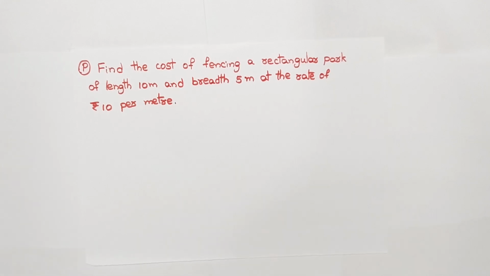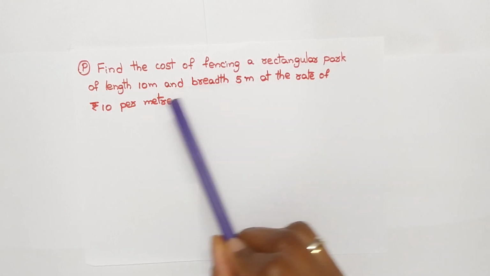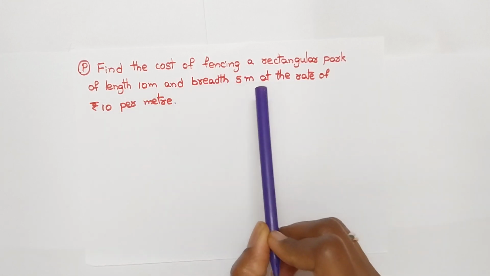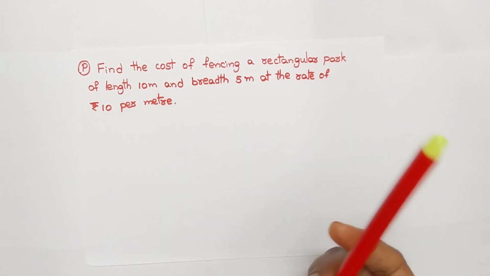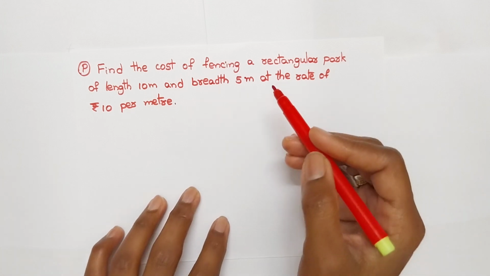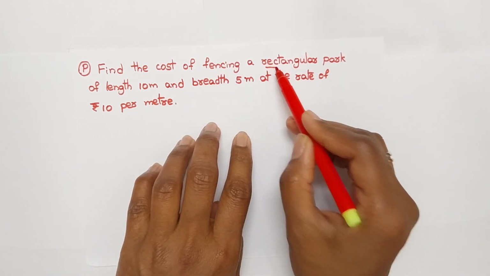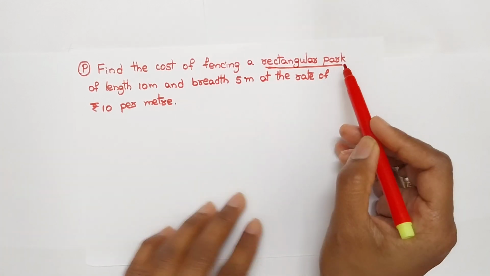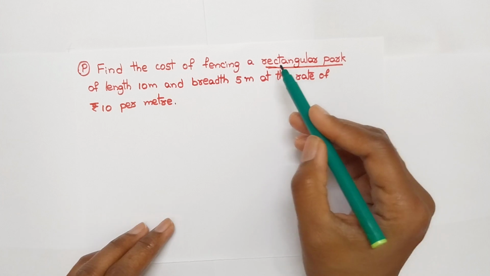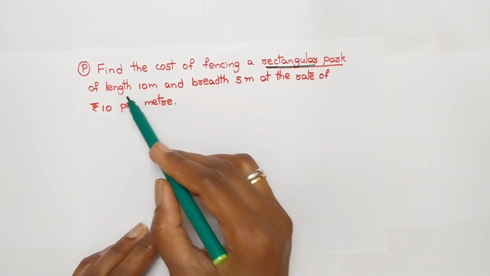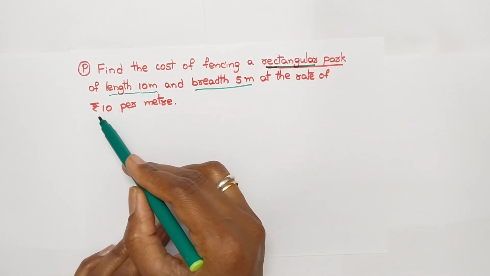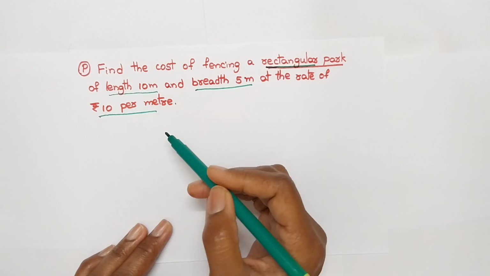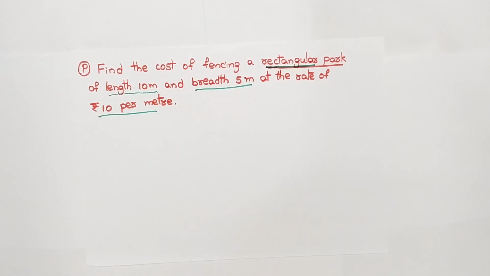The next problem is: find the cost of fencing a rectangular park of length 10 meters and breadth 5 meters at the rate of 10 rupees per meter. Here we need to consider the points. The park is a rectangular park, the length is 10 meters, the breadth is 5 meters, and the cost per meter is 10 rupees. So what have they given?